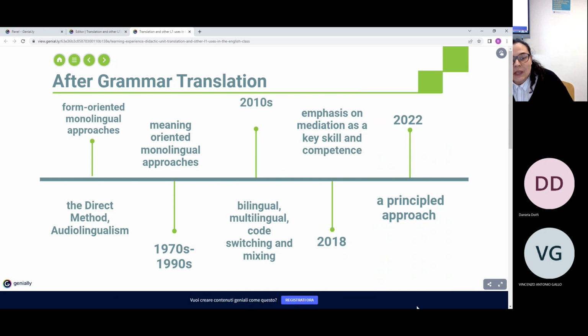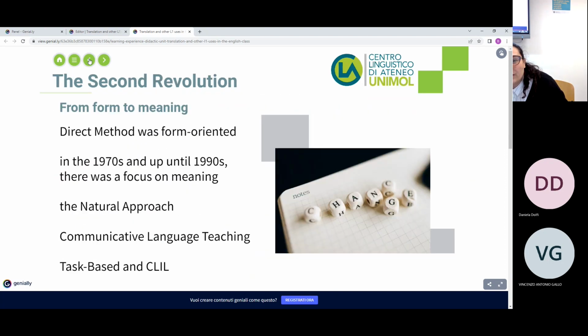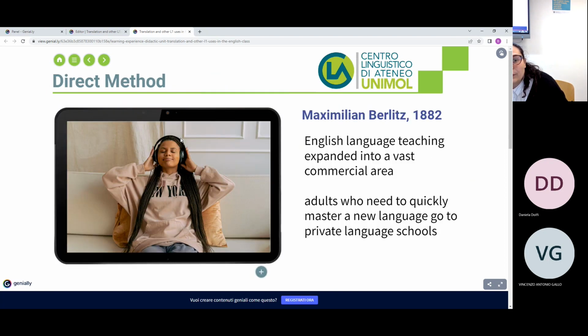After grammar translation, we have this reaction to grammar translation, which is the direct method. The first consequence, as you can see here, is a form-oriented but monolingual approach. The use of the L1 is banned from the class. If you're familiar with this, this was the direct method proposed by the Berlitz schools in 1882 for the first time. Does anybody know the Berlitz schools? They are very famous all around the world now as well.